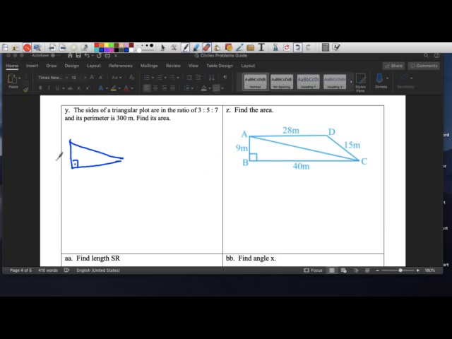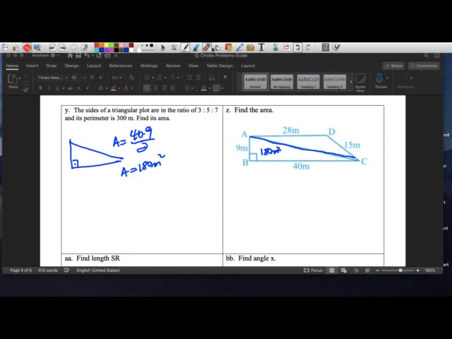So base is 40 and the height is 9, so 40 times 9 divided by 2, and we're going to get that it's 180 meters squared. So that's already taken care of, right? So 180 meters squared. Now the other triangle, we're going to use Heron's formula again, but in order to do Heron's formula, we need this side over here.